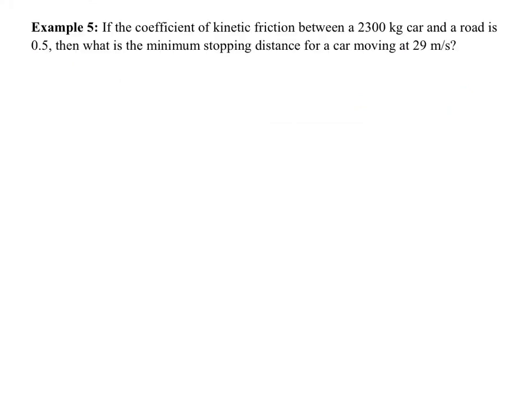So example 5 says, if the coefficient of kinetic friction between a 2,300 kilogram car and the road is 1/2, that's our mu k, then what is the minimum stopping distance for the car when it's moving at 29 meters per second? Okay, 29 meters per second. Now, before I solve this, what's one way of solving this that we've done before that's not using momentum? What theorem can you use from the last chapter that might help us? Work kinetic energy. The work kinetic energy theorem.